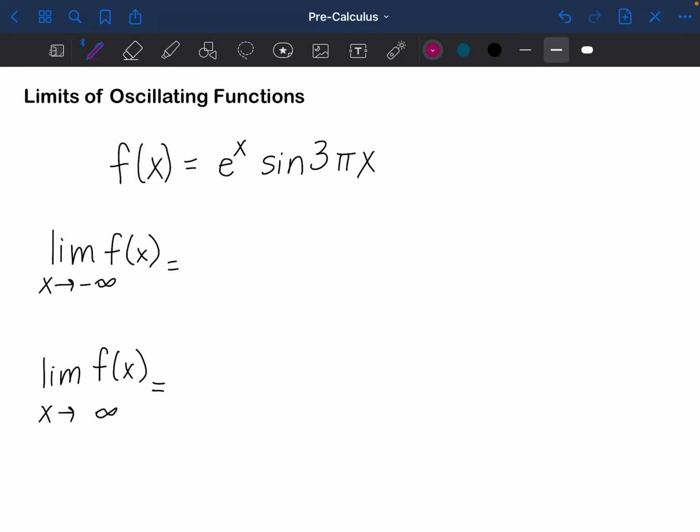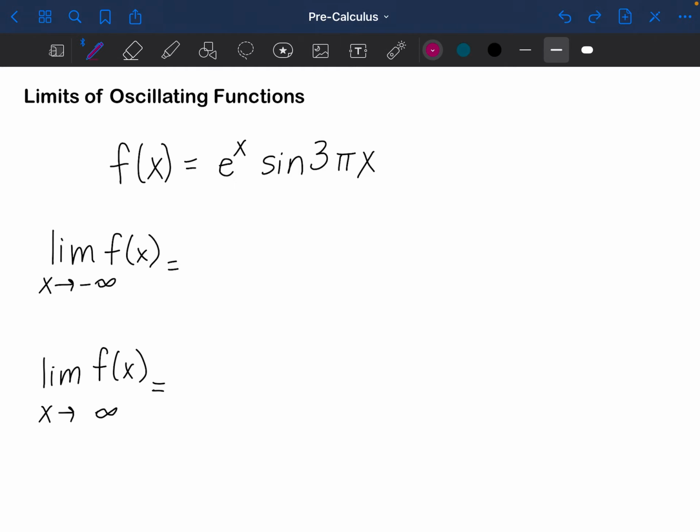All right, let's look at limits of oscillating functions. I think these are really fun because we have the oscillation of our trig functions, right? We're going around the circle and around the circle. And then we have some other element of maybe we're growing or shrinking, and that's what the exponential controls. So let's see what happens to this function.